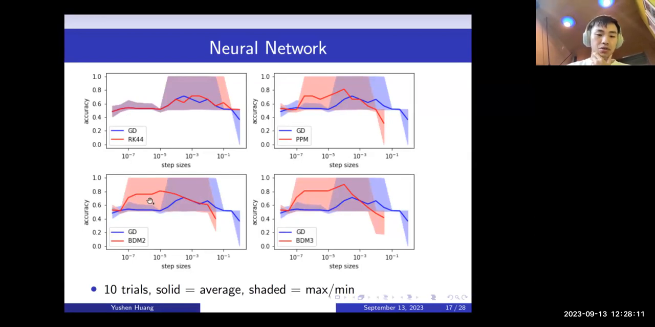We do this experiment over 10 starting points. The shading region covers the accuracy over these 10 trials. The top side is the maximum accuracy among all 10 trials, the bottom side of the shading area is the minimum accuracy among the 10 trials, and the solid line is the average accuracy among all 10 trials.